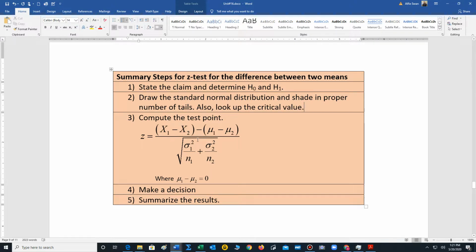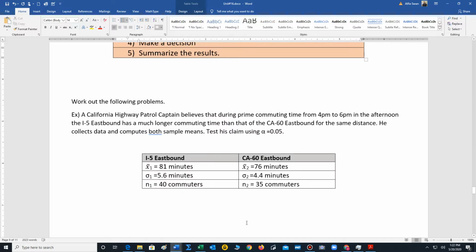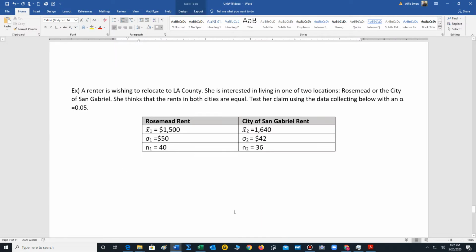Third step, compute the test point. Keep in mind mu1 minus mu2, always 0. You make your decision. If your test point falls in the critical region, reject H0. If it doesn't, do not reject H0, and then summarize the results. Let's go ahead and work out another problem. So there are a couple of problems for you to try here.